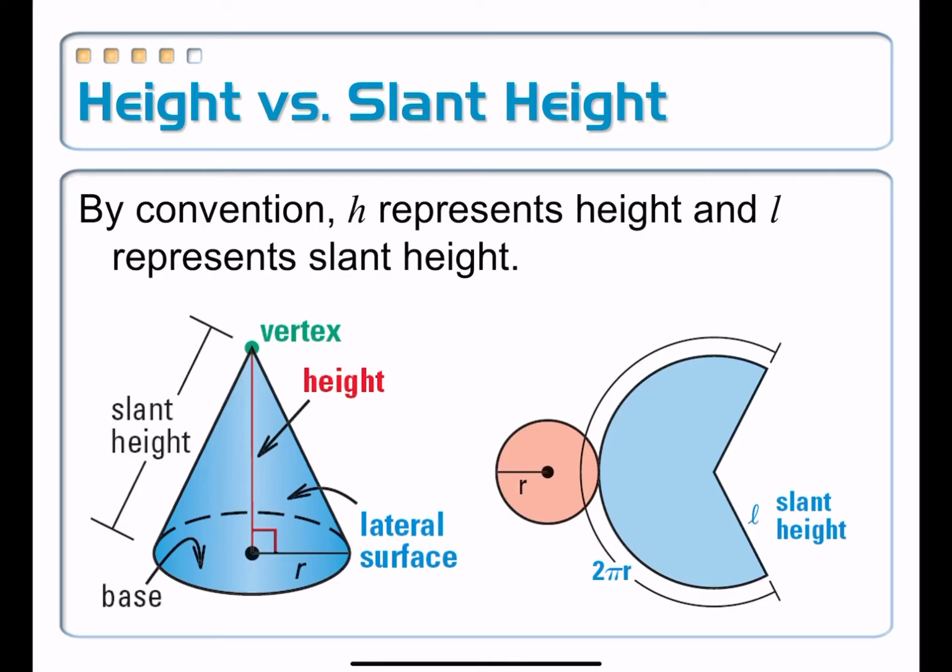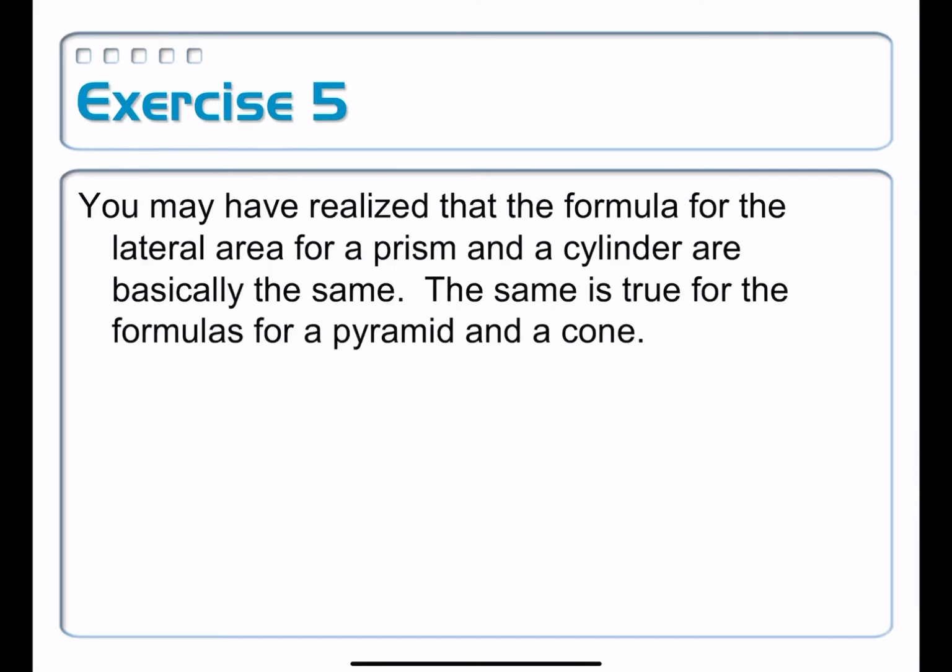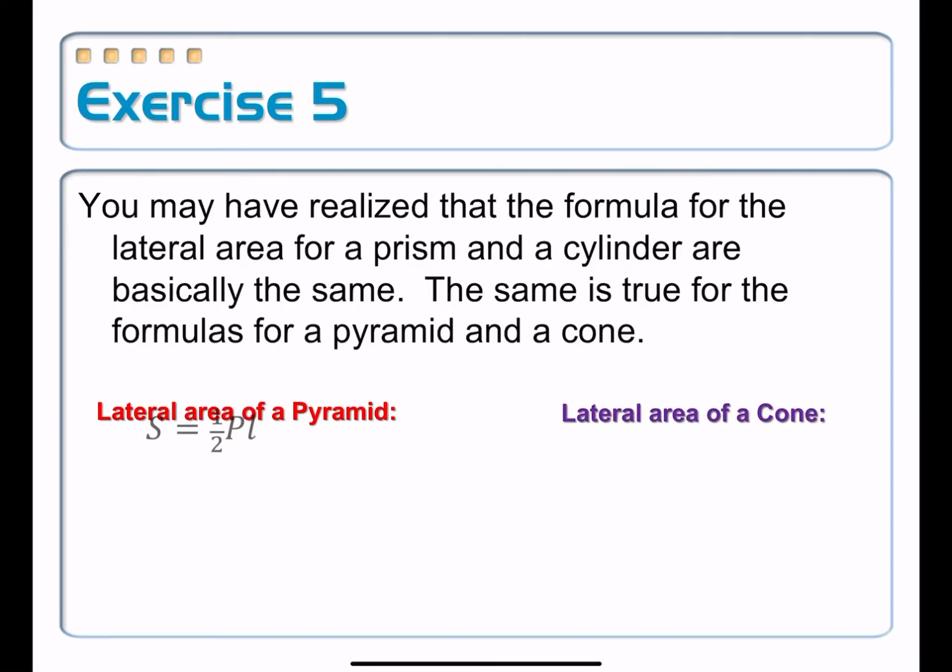Okay, so now I'm going to relate this back to a pyramid. Before I do, though, hopefully you realize that both the cylinder and the prism formula were basically the same thing, that you could find the perimeter of the base and multiply it times the height in order to find the lateral surface area. Same thing is going to be true for pyramids and cones. So we're going to start with a pyramid here. So the lateral surface area of a pyramid was 1/2 of the perimeter of the base times the slant height.